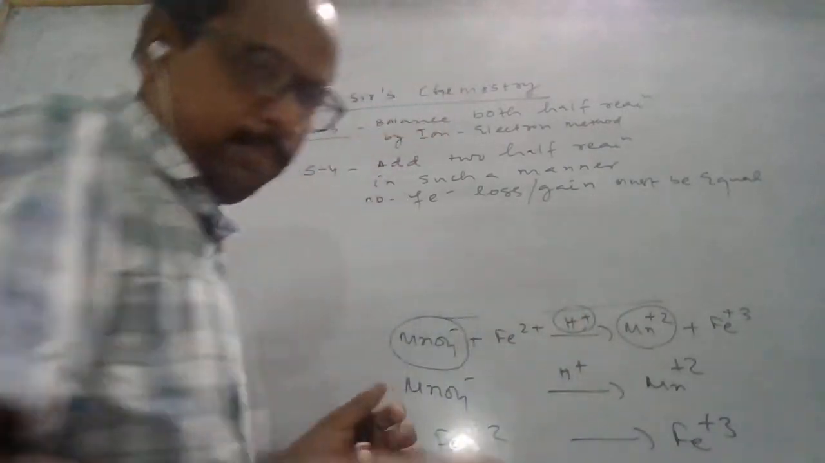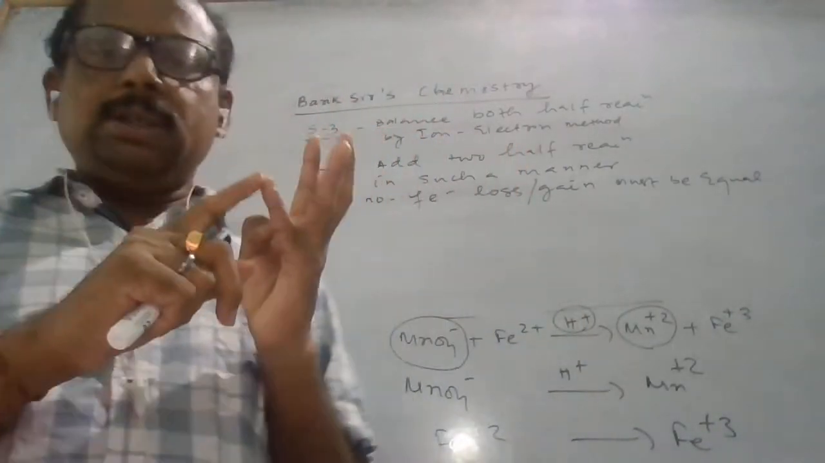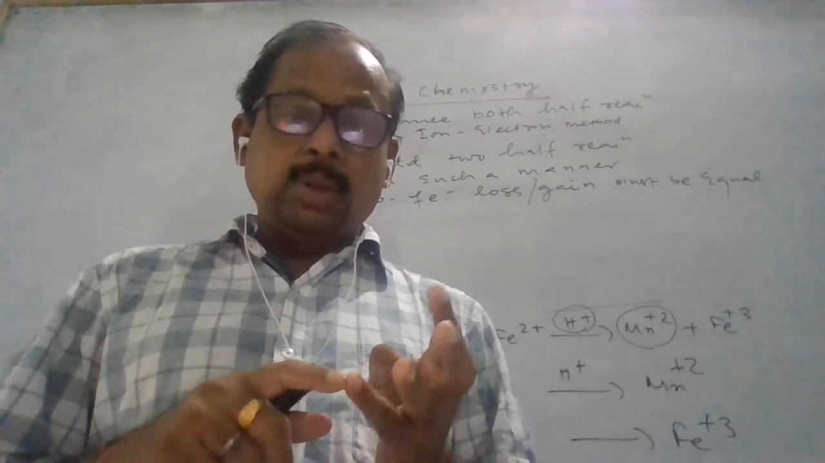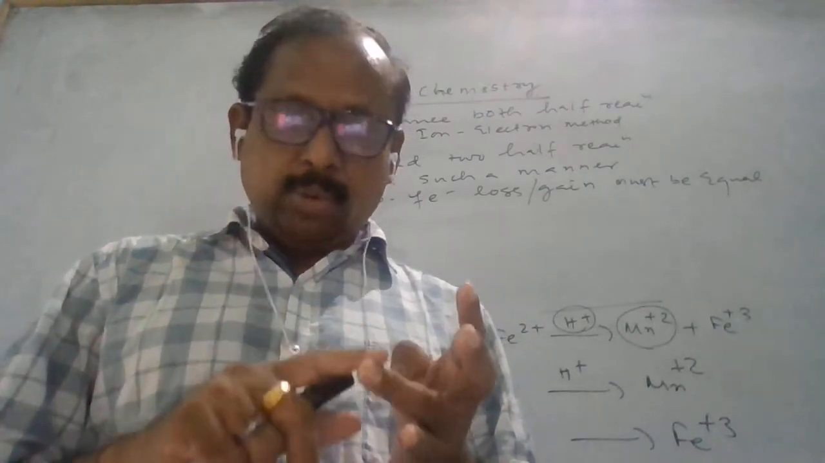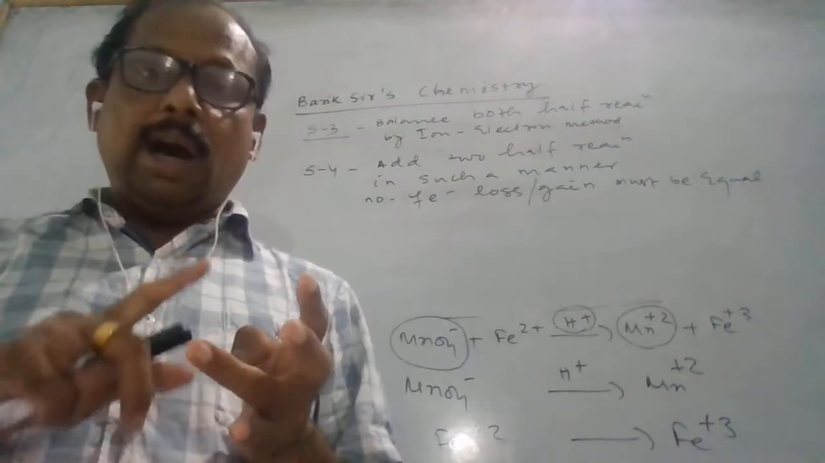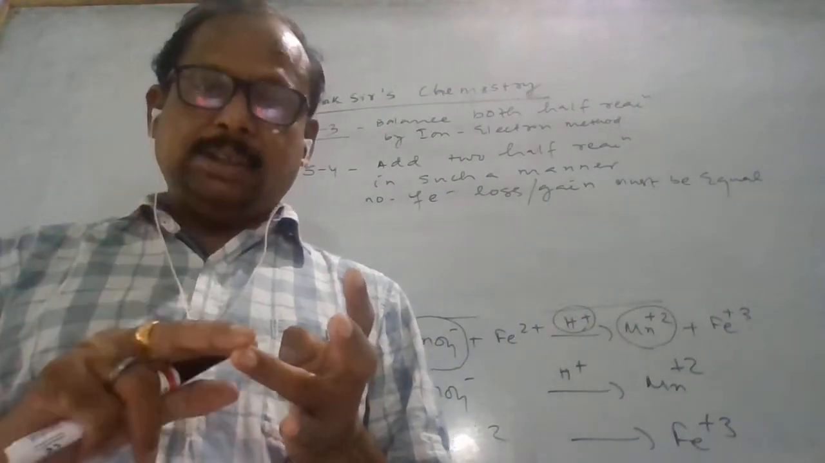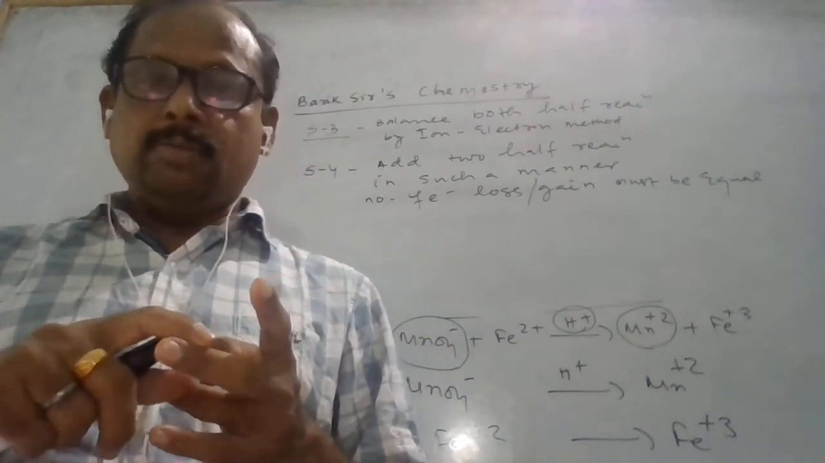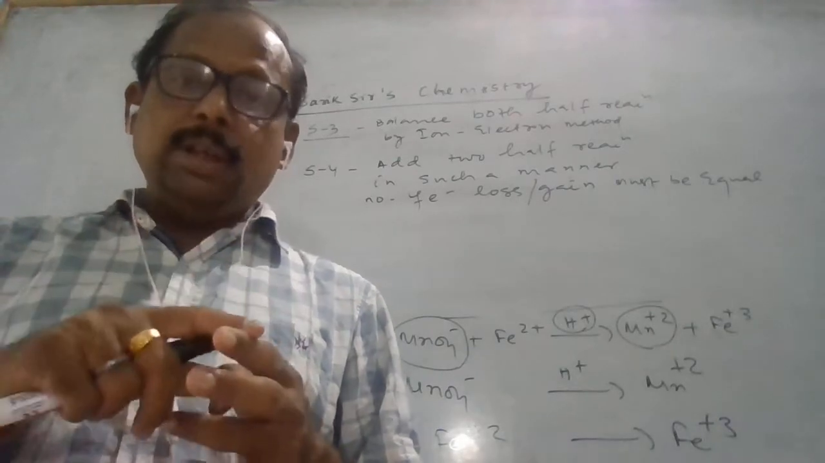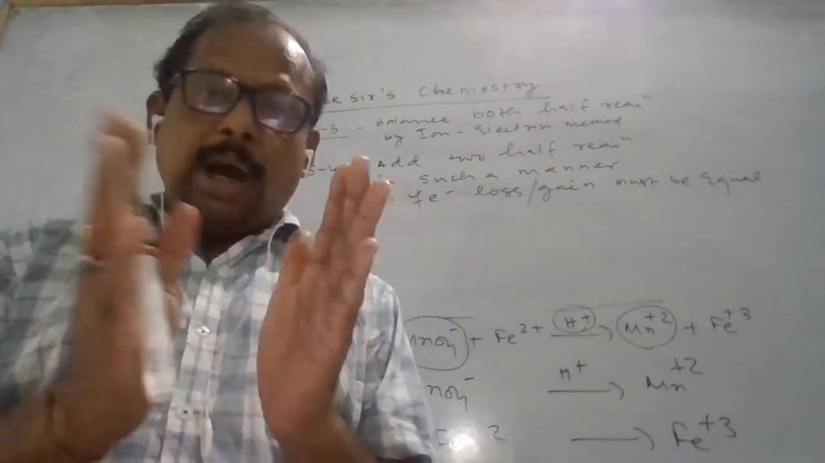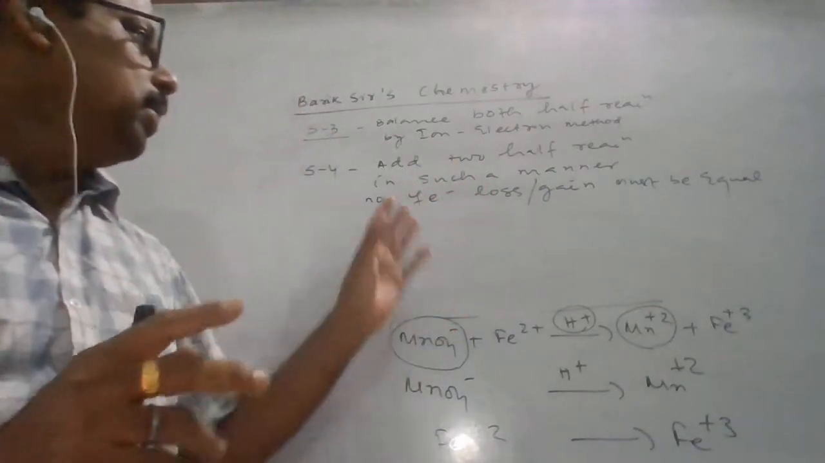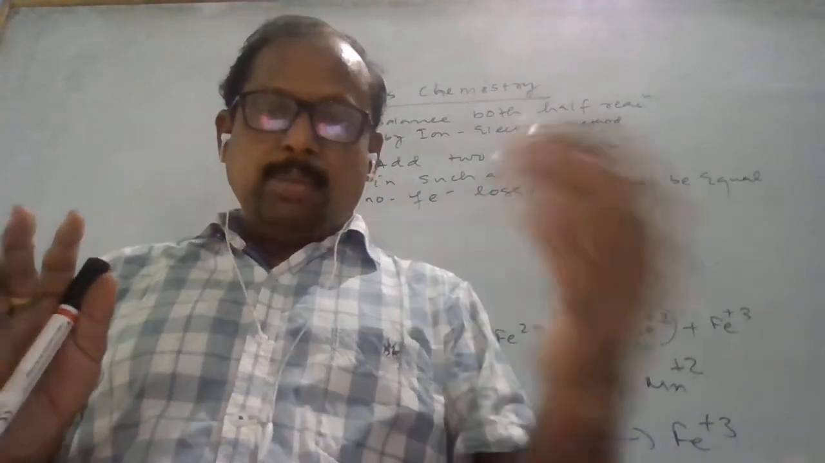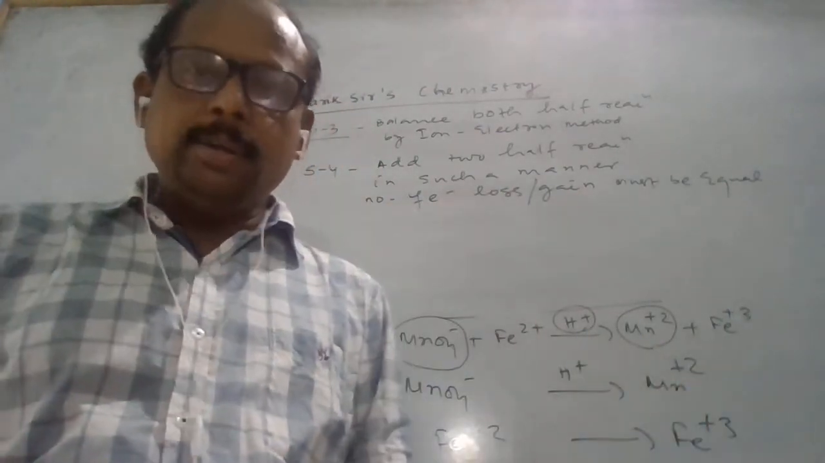So what are the steps? First step: if it is in molecular form, you have to convert to the ionic form. If it is ionic form, there is no need to convert. Step 2 is to divide the equation into two half reactions. Step 3 is to balance each half reaction by the ion electron method. Step 4 is that after balancing, the two half reactions should be added in such a manner that the number of electrons lost must be equal to the number of electrons gained.